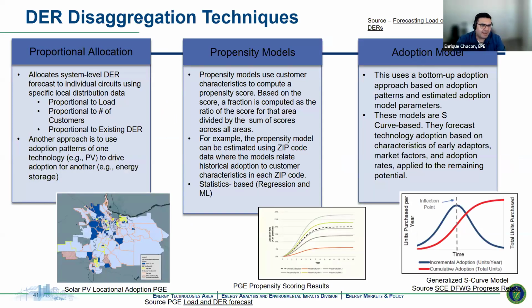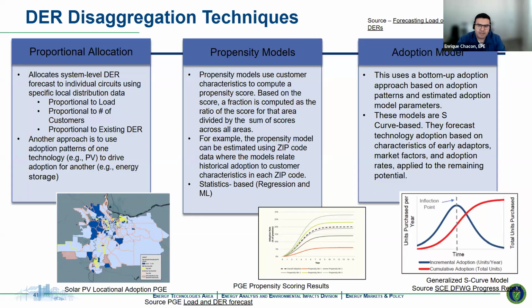Okay, now in terms of DER disaggregation techniques, there are a couple I should mention. There's the proportional allocation method, which allocates system-level DER forecasts to individual circuits using specific local distribution data. Another approach is to use adoption patterns of one technology to drive adoption for the other. That's proportional allocation. You also have the propensity models. These use customer characteristics to compute a propensity score, and based on that score, a fraction is computed as the ratio of the score. For example, a propensity model can be estimated using zip code data, where the models relate historical adoption to customer characteristics in each zip code. It's a very statistical approach where you use methods like linear regression or even more advanced machine learning models.